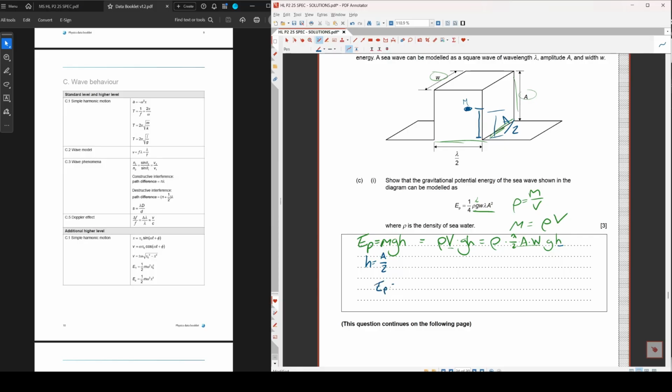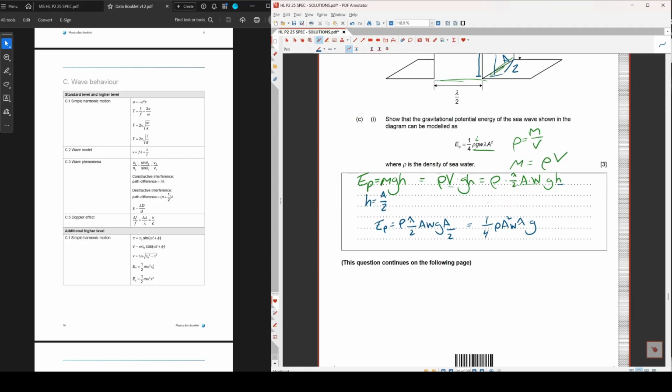I get potential energy equals the density times the wavelength over 2 times A times W times G times A again over 2. I got my A squared. I got my over 4. I think we're good. 1/4 density A W. Oh, I lost my wavelength. That was here. Oh, no, it's there. A squared. What did I miss? I'm missing something. G. We did it. Okay, weird one, but it's just MGH, and then try to make it look like this.